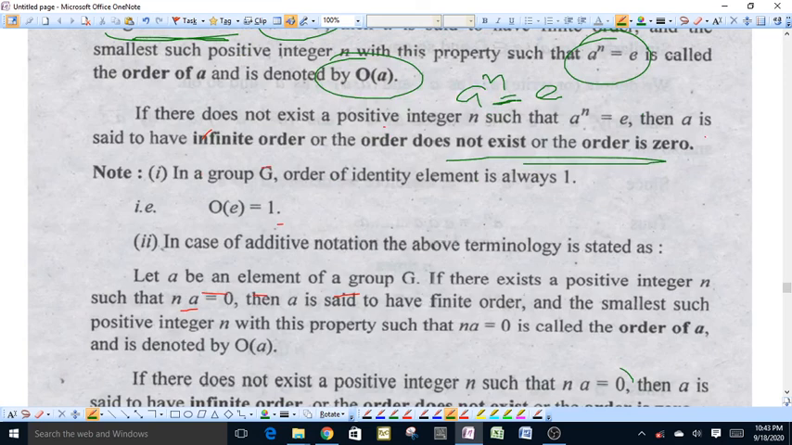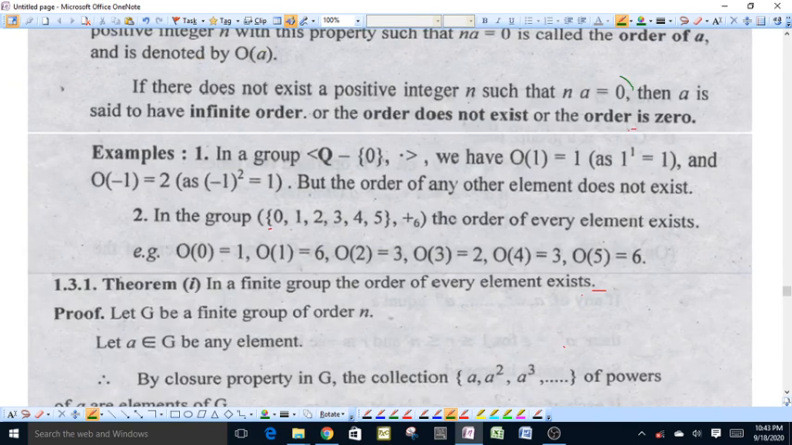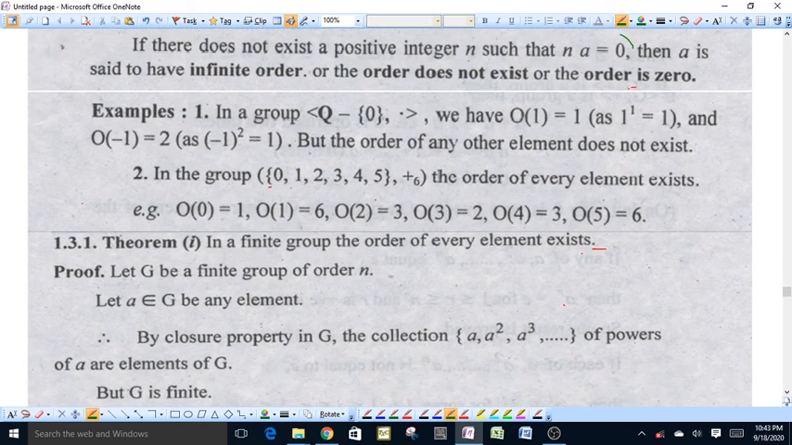or we can say order is 0. In a group G, order of identity element is always equal to 1, because e raised to power 1 is equal to e. Therefore, in any group, order of identity element is always equal to 1. For example, in a group Q minus 0, Q is the set of rational numbers, minus 0 means set of rational numbers except 0. Order of 1 is equal to 1, because 1 raised to power 1 equals 1. Here 1 is the identity element of this group.